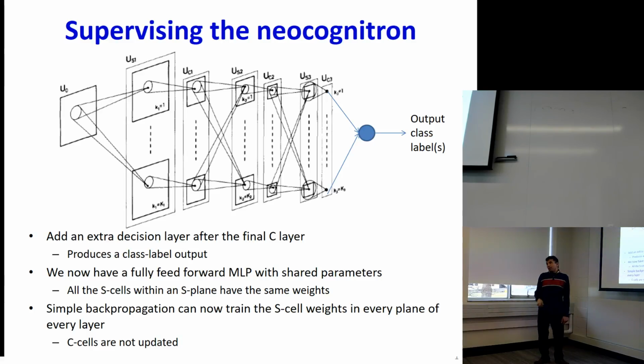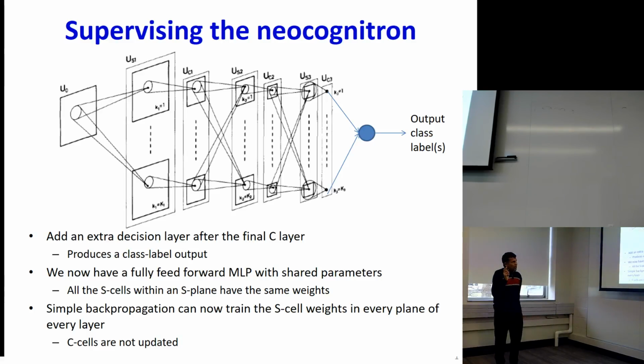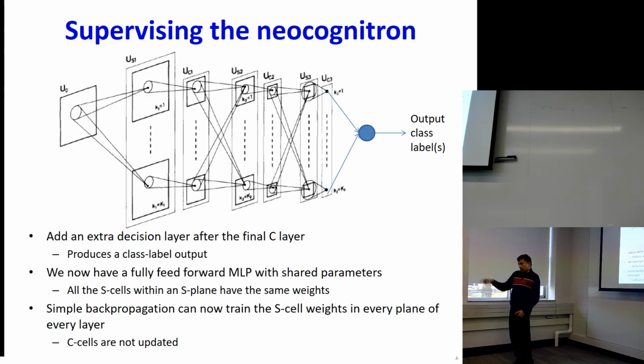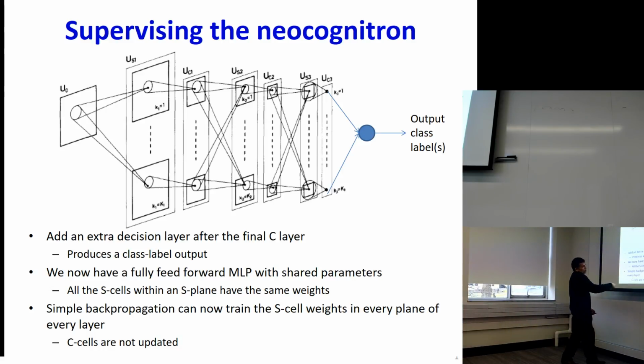And now you have a fully feed-forward multi-layer perceptron with shared parameters. Why do I call them fully feed-forward multi-layer perceptrons? Because in Hubel and Wiesel's model, which is where this whole thing originally began, you had an S-plane. Within the S-plane, you had many neurons. But all the neurons shared the same parameters, which meant that if you updated one of them, you updated all of them. But you explicitly, physically had many different neurons as a plane for each plane, right? So this whole thing is just a simple multi-layer perceptron. And you can use backpropagation to train the S cell weights.